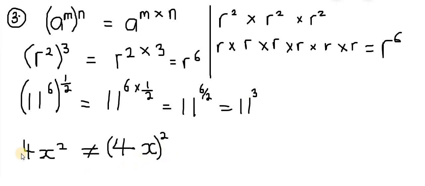Now note, 4x squared is not the same as 4x in bracket squared. In this case, the squared only is for the x. In this case, the squared is for the x and the 4 as well. Okay? We'll come to that when we're solving more questions regarding this.